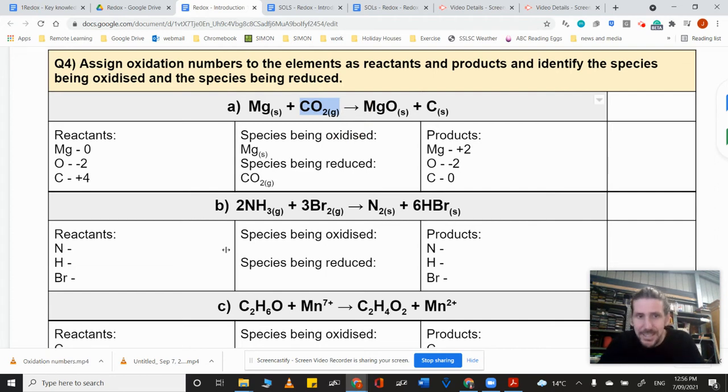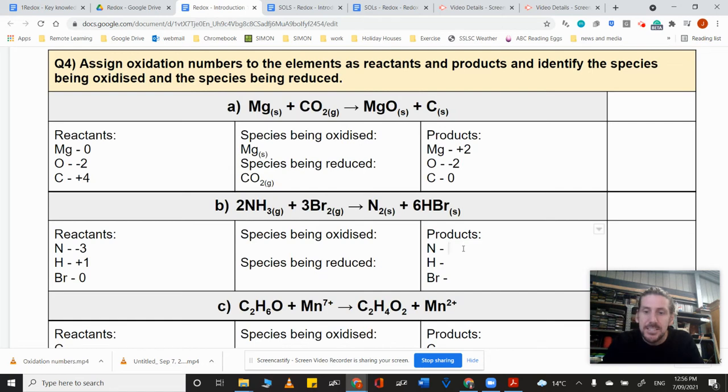So let's have a look at this guy here. And let's assign oxidation numbers to part 2. So therefore, I've got ammonia. That means hydrogen is going to be +1 because that's our default thing we go with. That means nitrogen there is going to be -3. Our bromine, in this case, as our reactant, is going to be 0 because it is an element. It's by itself. Over to our products.